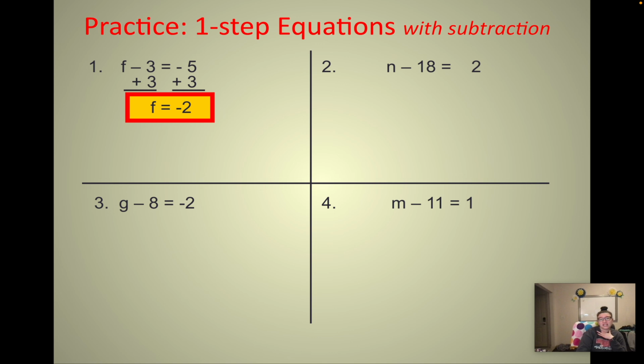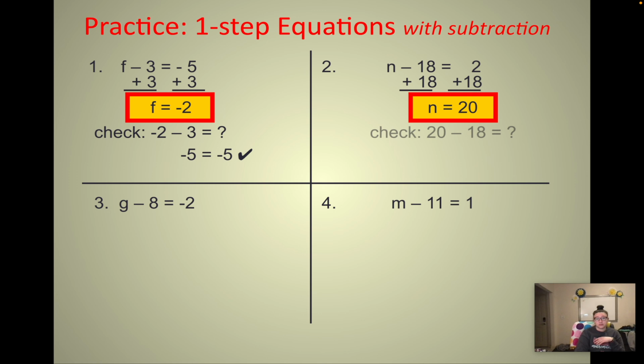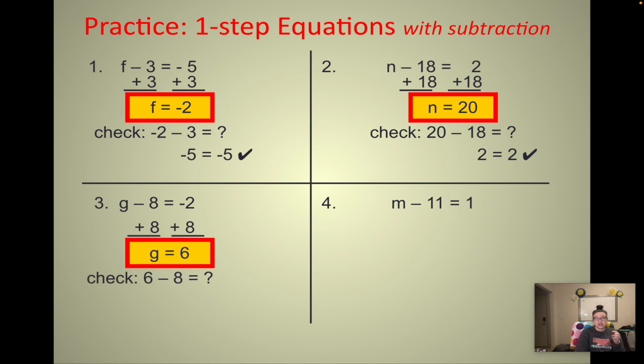On 1, we were subtracting 3. The opposite is adding 3. We end up with f equaling negative 2. On number 2, n minus 18 equals 2. The opposite of minus 18 is adding 18 to both sides. We get n equals 20. On 3, g minus 8 equals negative 2. Be careful with negatives. The inverse, the opposite of minus 8, is to add 8 to both sides. We end up with g is equal to 6. Negative 2 plus 8 equals 6.